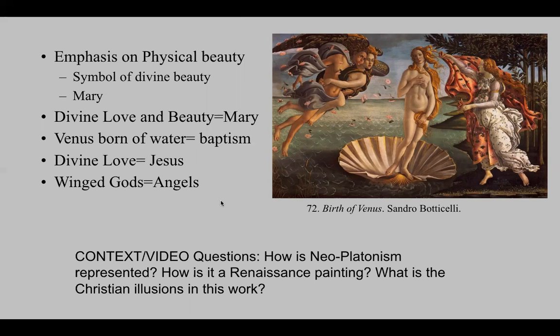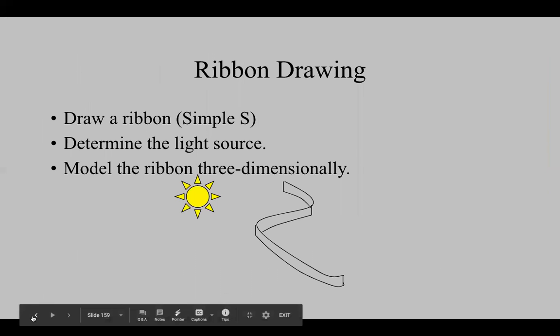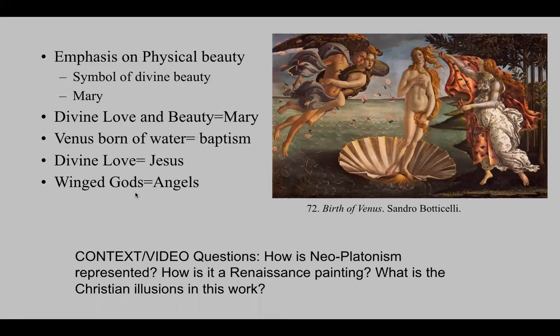The wind gods, so like Chloris, the western winds, he could represent an eagle, an angel, not an eagle, sorry. Yep. Right? So those are some of those ways that they create Christian allusions through classical inspiration or classical symbolism.